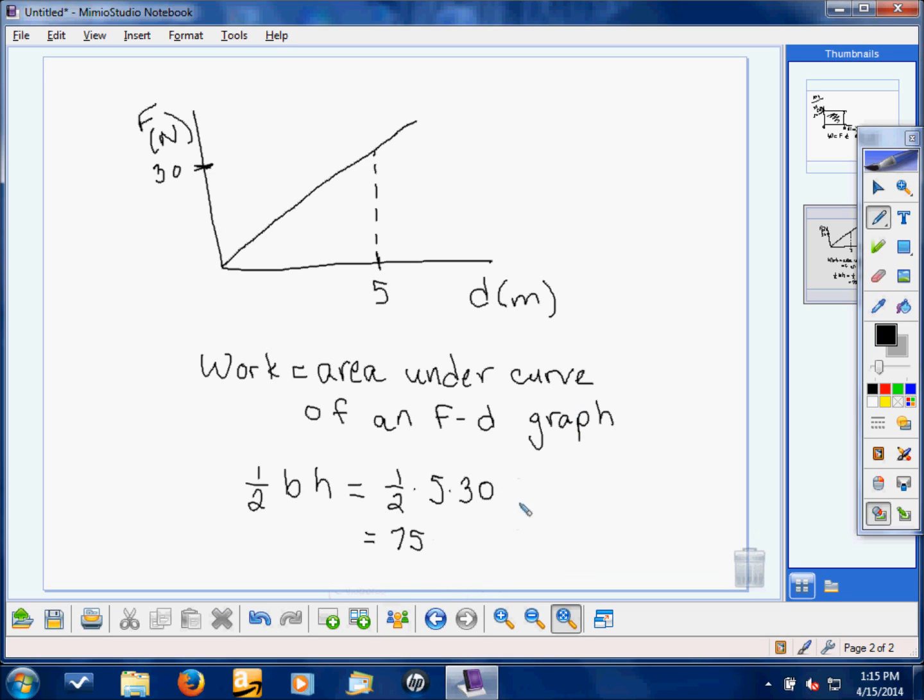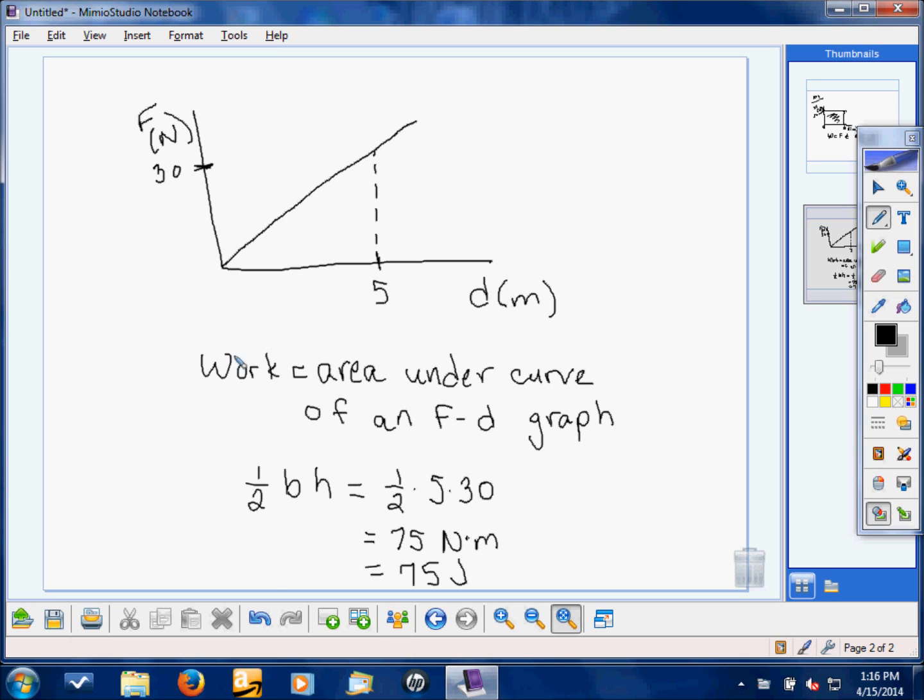Okay, so here's our answer. What's the unit for this if this is the work? Newton meters, or kilogram meters squared per second squared. Okay, so 75 newton meters, which is also the same as saying 75 joules, because that's the unit for work. Okay, everybody got that? So area under the curve will give you that if you happen to be given a graph.